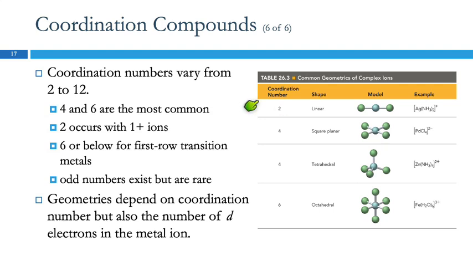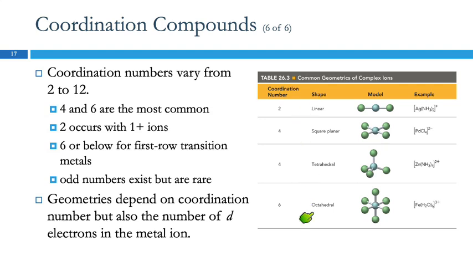So here we have some examples. Coordination number of 2, we've got 1 ligand on each side of the central atom, and so that's going to have a linear shape. We could have a square planar coordination with 4 ligands, or we could have a tetrahedral shape. So what's the difference between these two? It's a difference in the number of d electrons. That's what's going to cause it to be square planar or tetrahedral. If there's a coordination number of 6, that's going to take an octahedral shape.